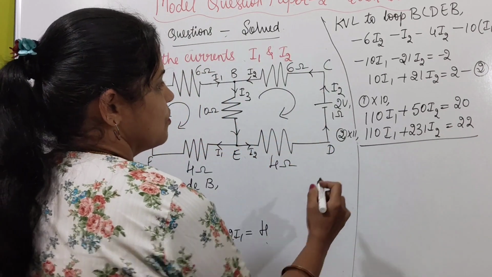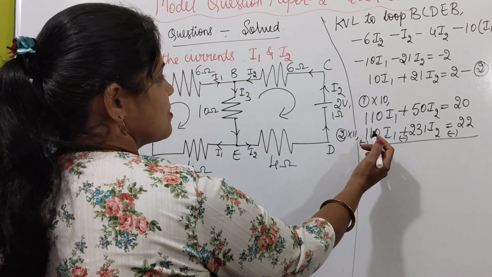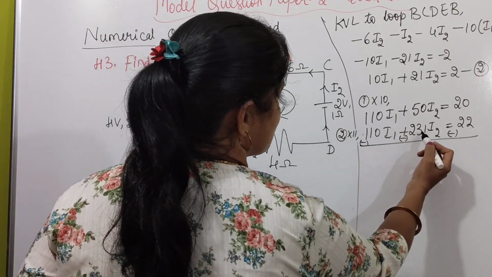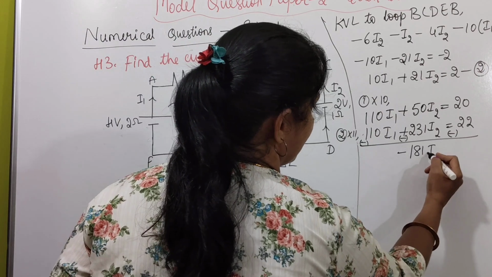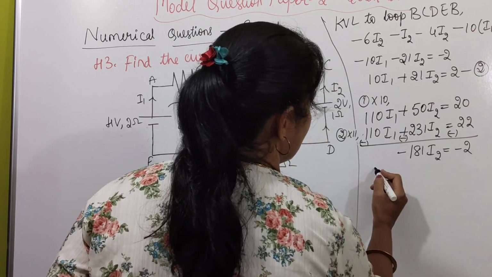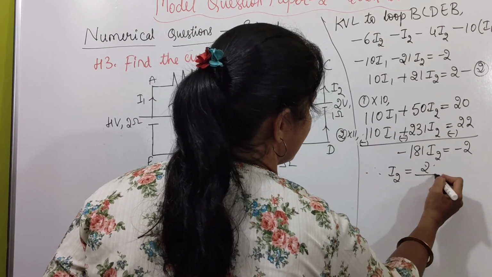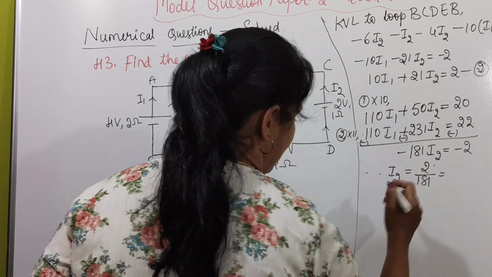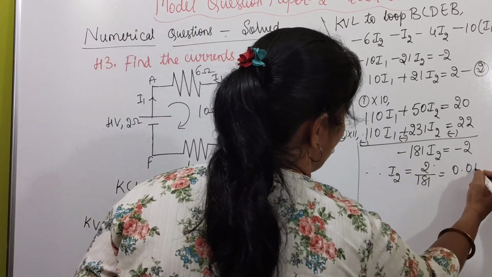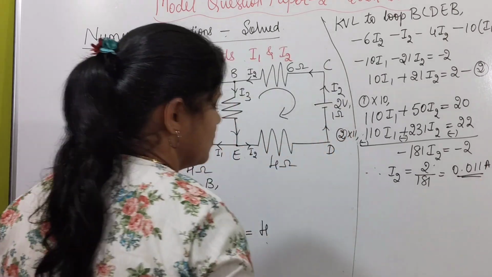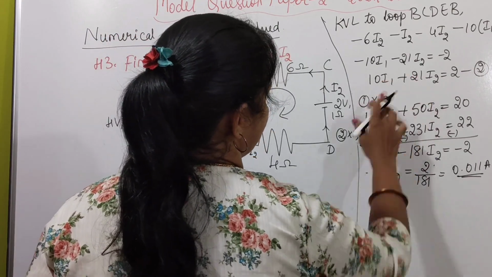To simplify it, you have to subtract these two. So subtracting, the 110 I1 terms cancel, and minus 231 plus 50 becomes minus 181 I2, that is equal to minus 2. Therefore, I2 is equal to, minus minus cancel, 2 divided by 181. If you divide 2 by 181, you will get 0.011 ampere.